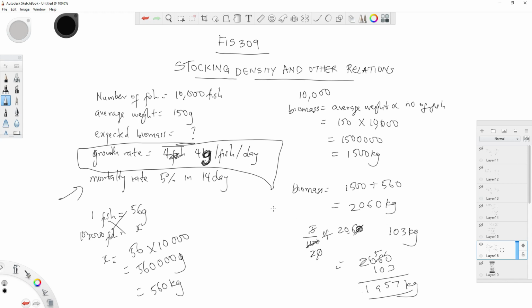Another way of doing it is, since 5% is the one that died, that means it will be left with how many percent? 95%. So that means 95% of this is what we are actually going to work with. And if you find 95% of it, you get 1957 kg. And that's it. So basically it's about you trying to understand how to relate all those quantities. Try to find a way of knowing how to relate each of them so you know how to get your answer.